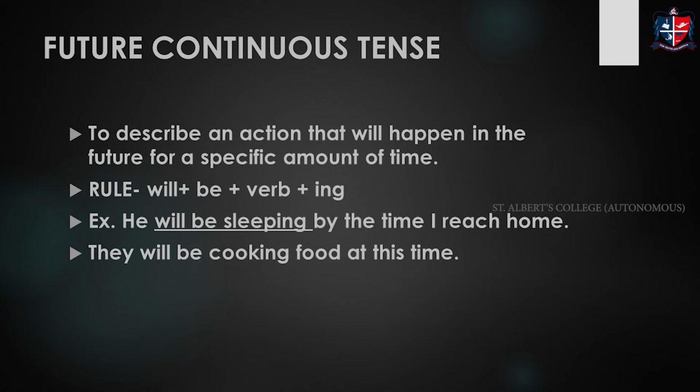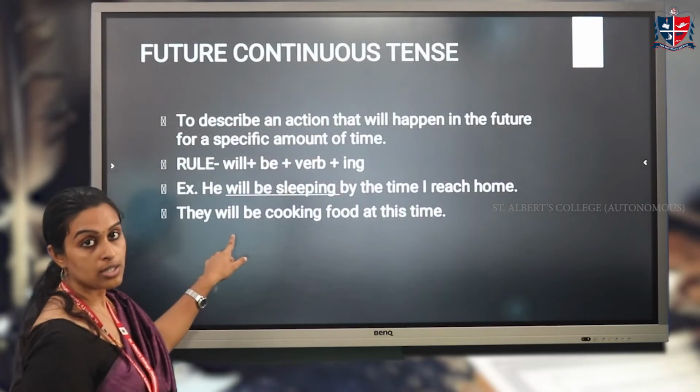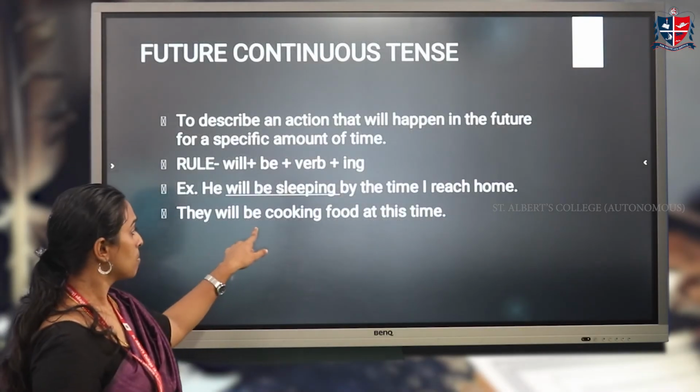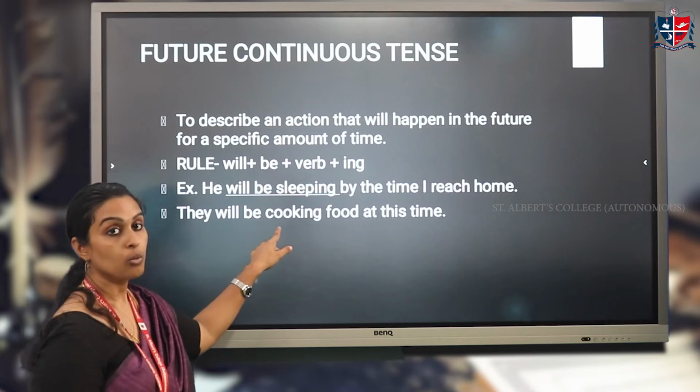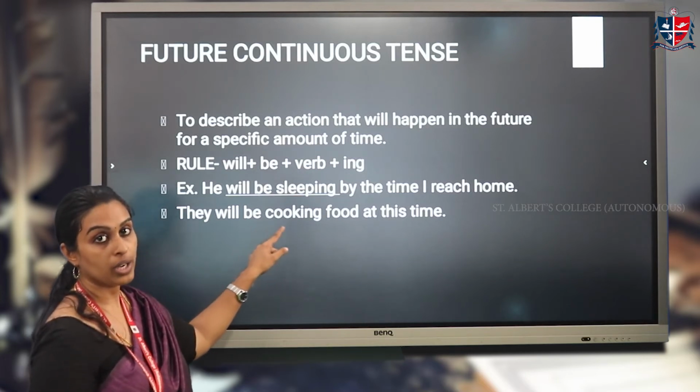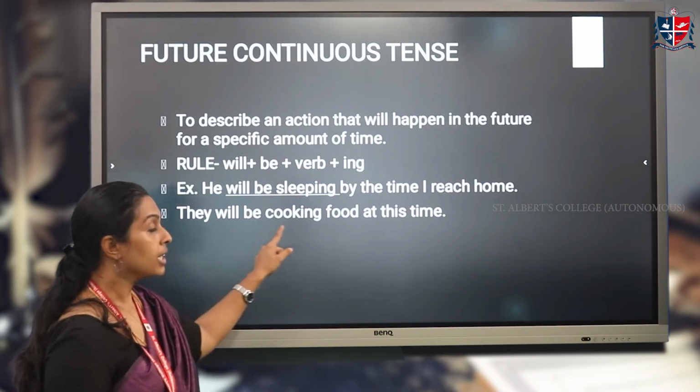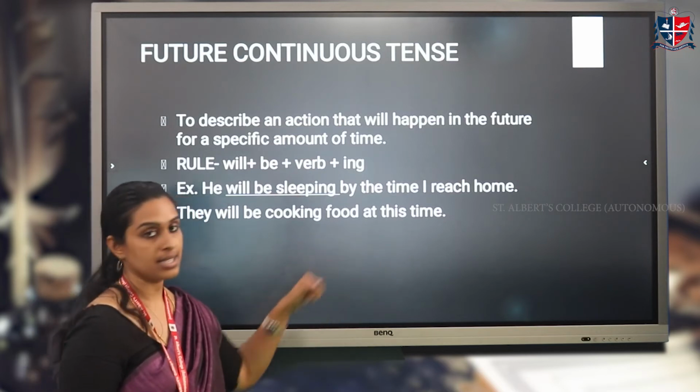Next example is, they will be cooking food at this time. See, the rule is also applied here. Will plus be plus verb plus ing, that is cooking. Will be cooking food at this time.